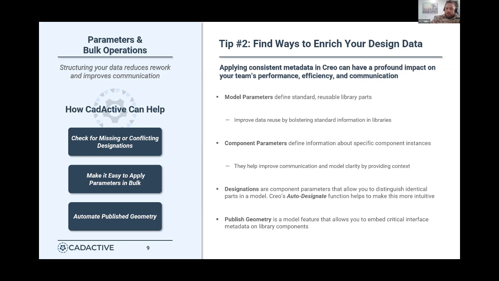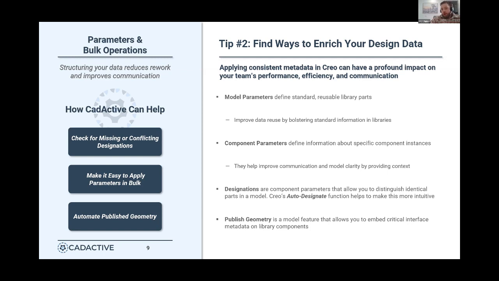And we know that this is relatively simple, but again, you'd be shocked at how many folks are unaware of some of these concepts. So number one, a model parameter lives on a part in your library. This is standard information that should be included every single time a component is used, regardless of where, how, when it is used. Example might be vendor information or revision number of that part.